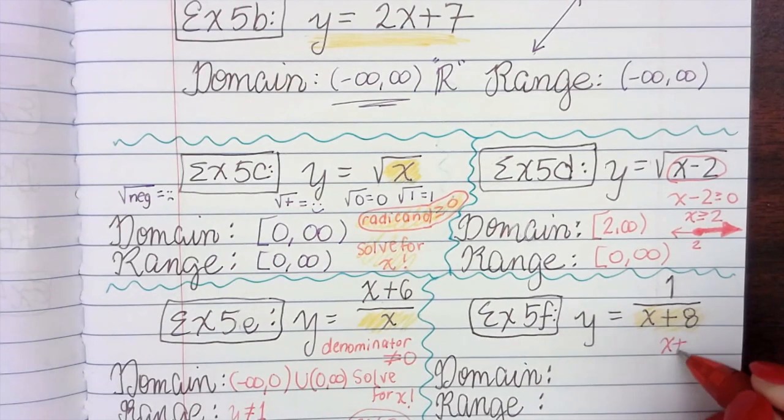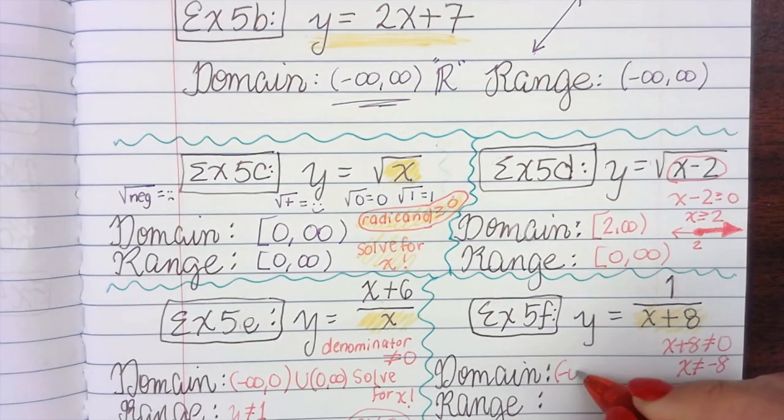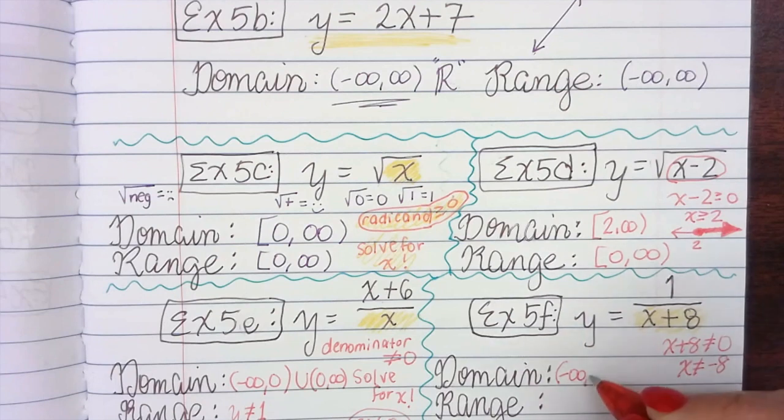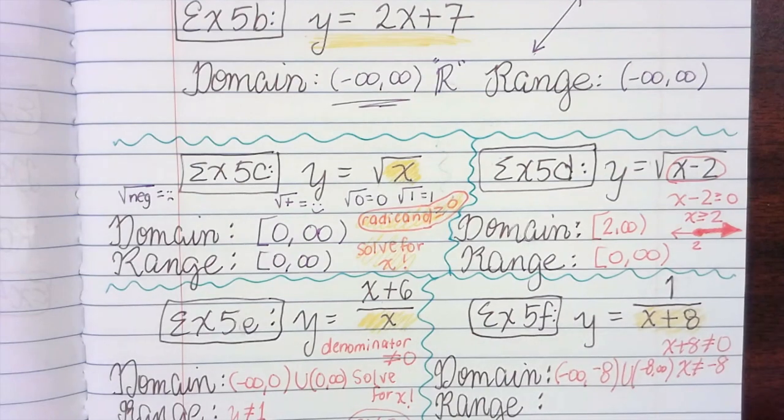Domain, denominator cannot equal 0. Bring over the 8. X cannot equal negative 8. So what can it equal? Everything else. Negative infinity until negative 8, union, negative 8 until infinity. Sorry, again, it's very squeezed.